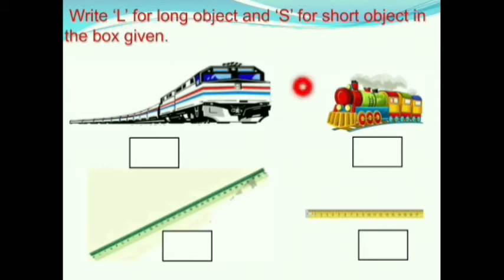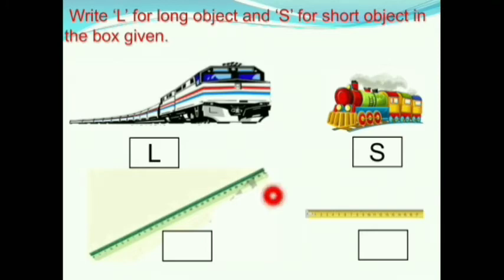Children, now we should write L for long object and S for short object in the box given. Here we have two trains. One train is long and one train is short. Which one is long? Yes, this train is long. So we should write L for this train. And this train is short. So we should write S for this train.